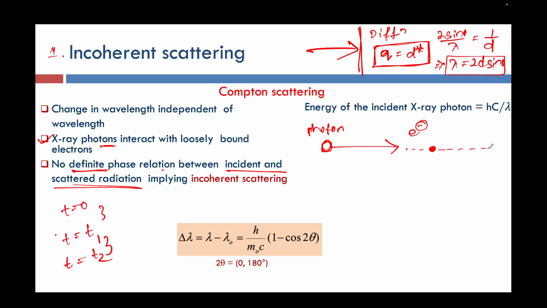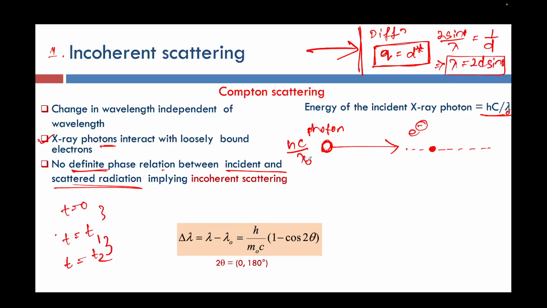Then after the collision of this photon with my loosely bound electron, let's say the energy of my incident photon is E naught, that means hc by lambda naught I am taking. This is the energy.